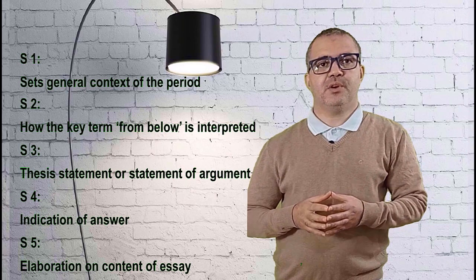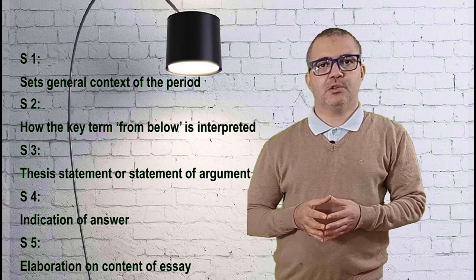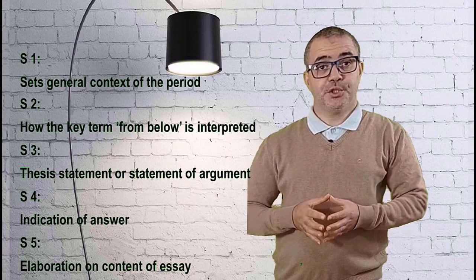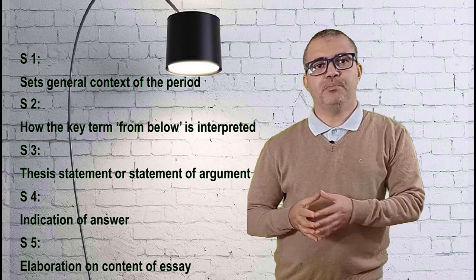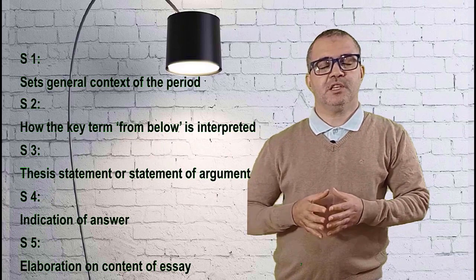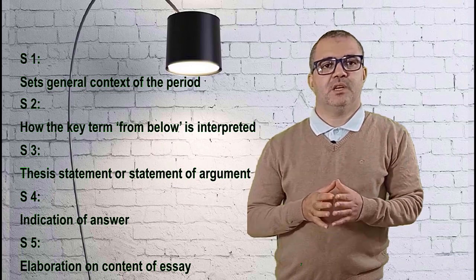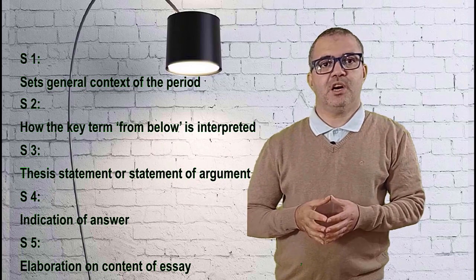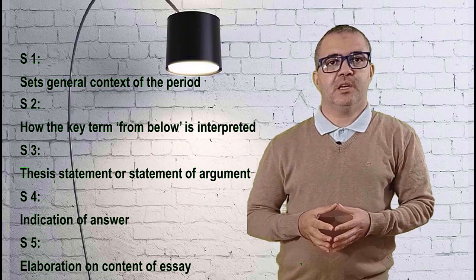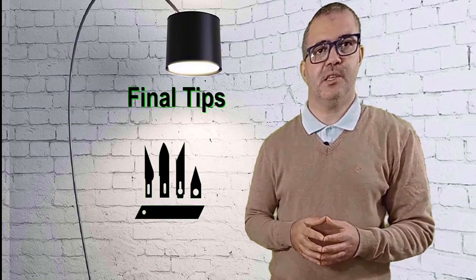The structure of this introduction can be analyzed as follows. Sentence 1 sets the general context of the period. Sentence 2 explains how the key term "from below" is interpreted. Sentence 3 is the thesis statement, or the statement of the argument. Sentence 4 gives an indication of the answer. And sentence 5 elaborates on the content of the essay.